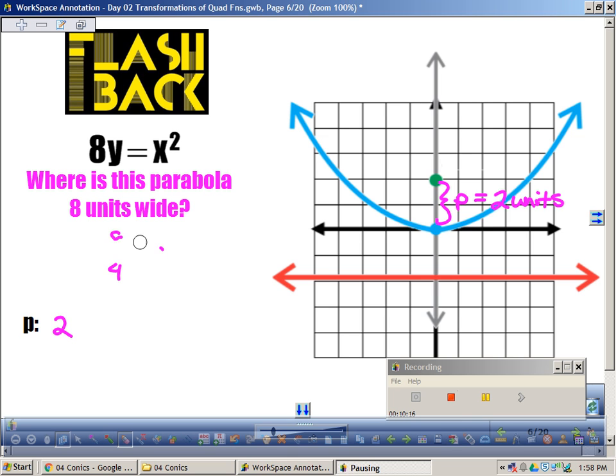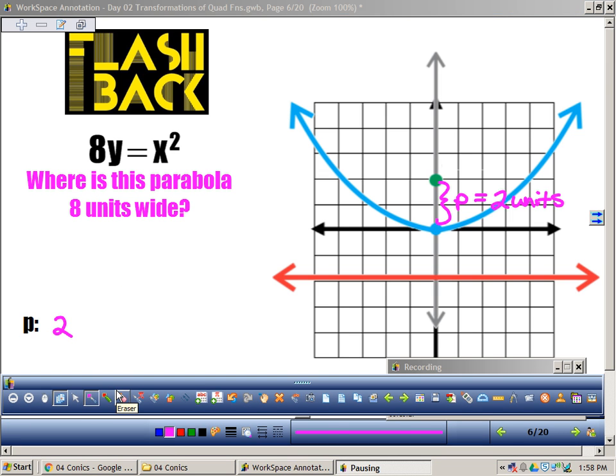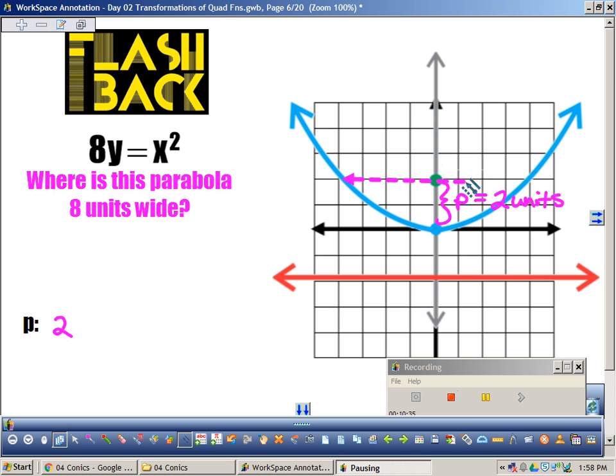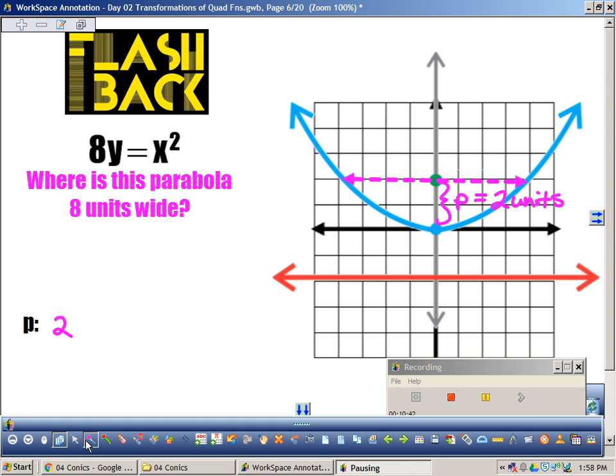Okay. Who did it a different way? First, let's go to this. Where is the parabola 8 units wide? Oh, Sarah, I loved that vocabulary. Can you say that just a little bit louder for me? Horizontally through the focus. Said perfectly. It's 8 units wide right there. So can anybody explain to me how they found P using that piece of information? Florencia.